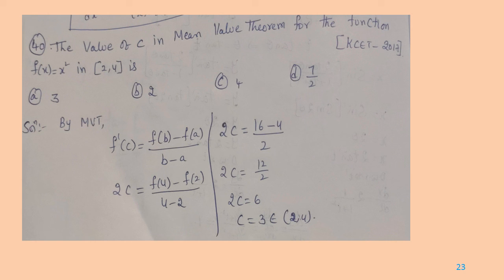So f dash c will become 2c equal to f of 4 minus f of 2 divided by 4 minus 2. So substituting, f of 4, 4 square is 16. F of 2, 2 square is 4. So 2c is (16 minus 4) by 2. 2c is 12 by 2. 2c is 6. So c equal to 3, which belongs to (2, 4).